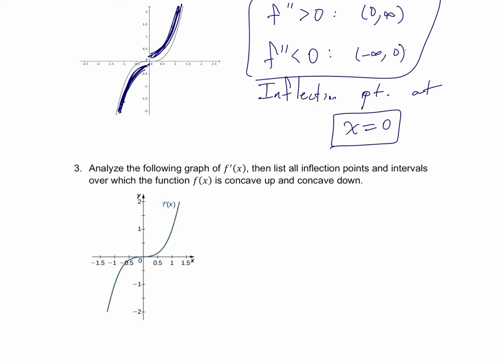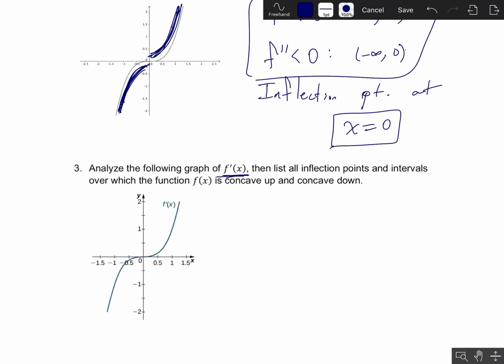Okay, now we'll do the same thing in problem 3. In problem 3, there is a slight complication, which is that the graph that we're given is the graph of f prime. So we're still trying to talk about the original function f. When is f concave up or concave down? Now notice that f will be concave up if f double prime is positive. So let's try to figure out when f double prime is positive.